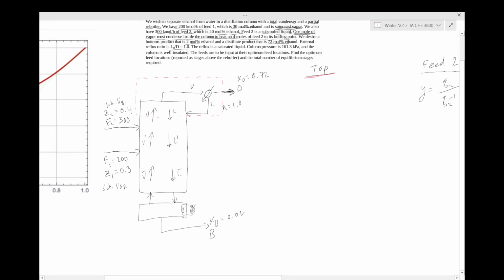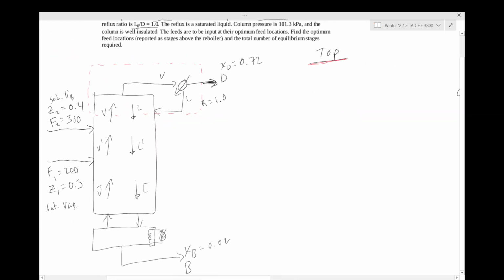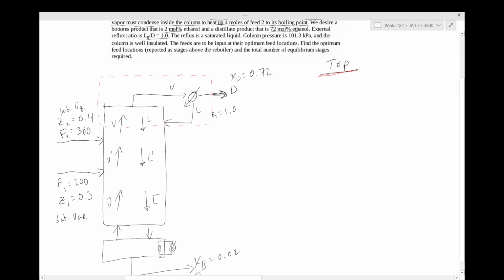But for the top, I want to go over how you actually find the operating lines in case anyone's confused. To do that, I drew this red boxed envelope around the top of the column. And then you're just simply doing a mass balance. So in equals out. Coming in, we have our vapor. That's all that's coming in. Coming out, we have our distillate, and we have our liquid. If you can't see that, we have our vapor coming in, our liquid coming out, and our distillate coming out.